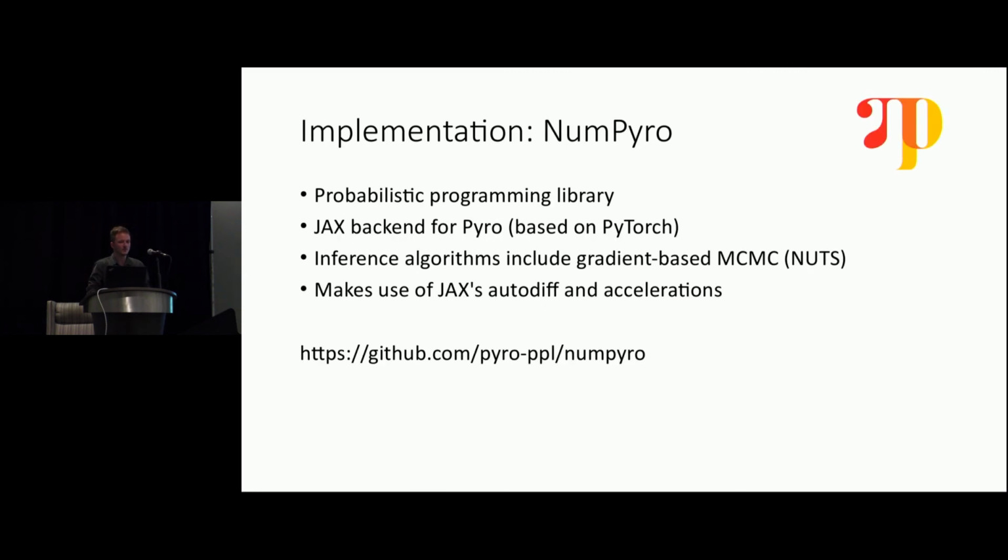So now for the implementation. Our implementation is based on NumPyro, which is a probabilistic programming library that builds on JAX. It includes inference algorithms using gradient-based Markov chain Monte Carlo methods like the NUTS algorithm, and it makes use of all of these awesome optimizations that JAX has, like linear algebra accelerations and automatic differentiation.